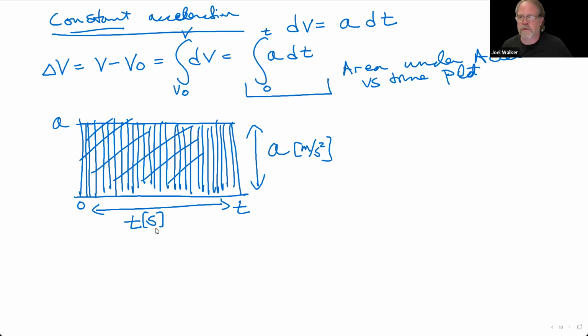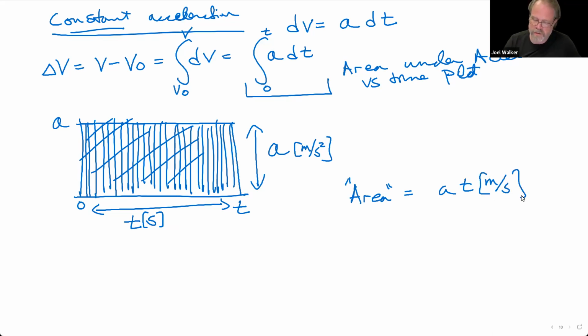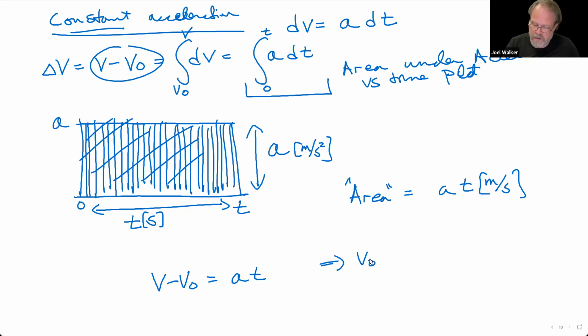So what would the area under the curve be? Rectangle, height times width. The area, height times width, would be a height in units of meters per second squared times a width in units of seconds for a total unit of meters per second. What does that say? It simply says change in velocity, v minus v initial, is area under the acceleration versus time plot, at. Units are meters per second, that checks out. In other words, it's just our initial kinematic equation.